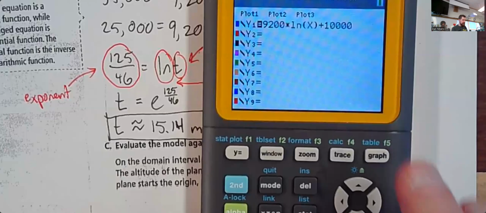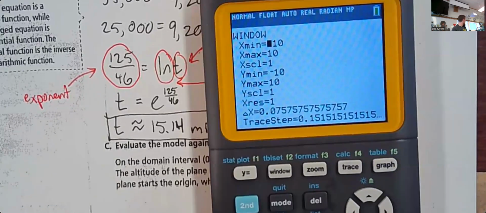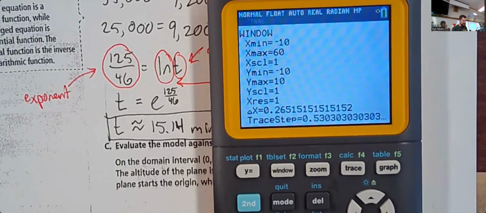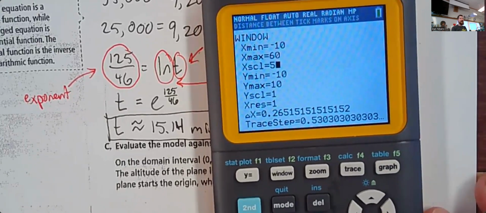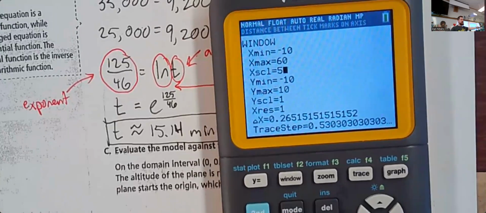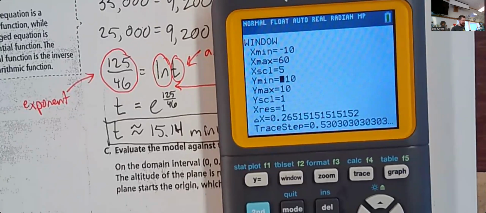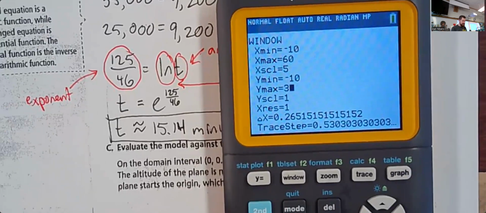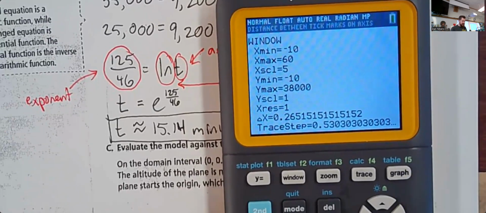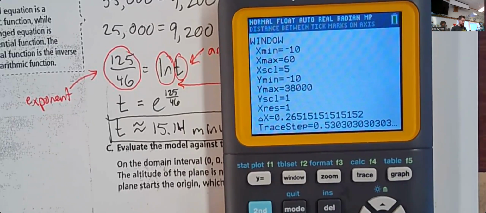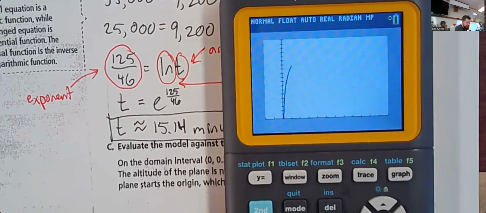So let's change our window. The minimum x value, let's say -10 is fine. X max, let's go to 60. Let's go for an hour. And let's make a scale of 5. That'll work for our time. So -10 minutes to +1 hour, going by 5s. The minimum y value, we'll keep that at -10. But the y max, let's go to like 38,000. Which means our scale needs to be about 2,000 for the scale on the y-axis. So if we go to our graph, there it is.